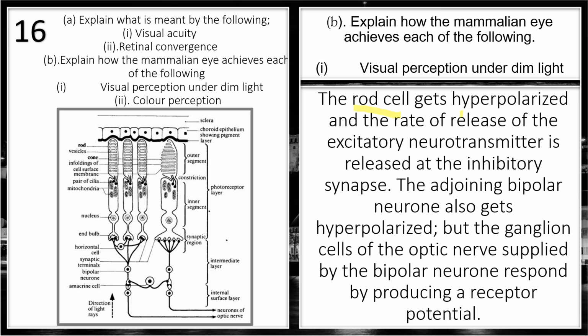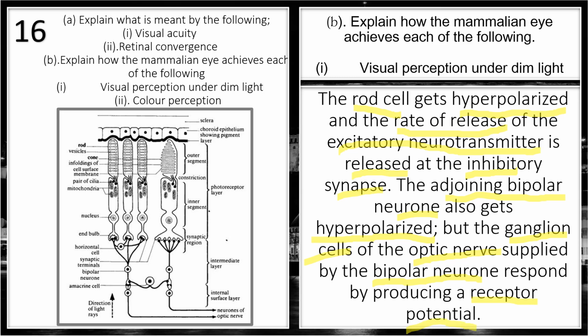Rod cells get hyperpolarized, and the rate of release of the excitatory neurotransmitter is reduced at the inhibitory synapse. The adjoining bipolar neurons also get hyperpolarized, but the ganglion cells of the optic nerve supplied by the bipolar neuron respond by producing a receptor potential.